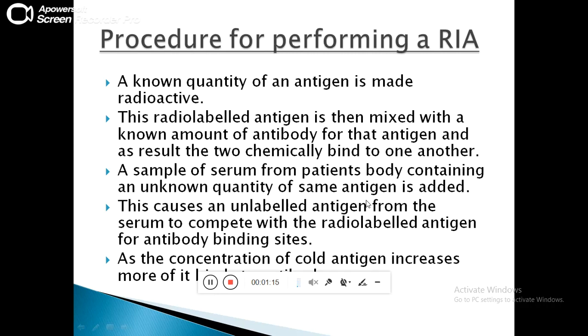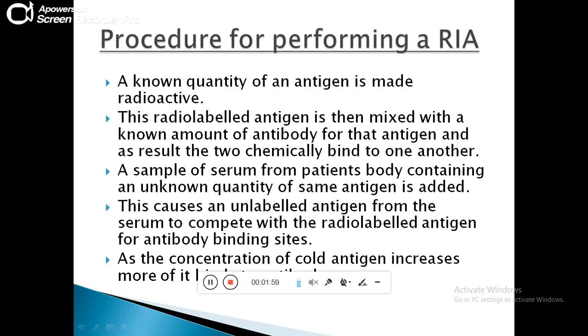Now we should be aware that an unlabeled antigen is also called a cold antigen, while the radio-labeled antigen is also called a hot antigen. As the concentration of the cold antigen increases, more would be its tendency to bind to the antibodies. As we have already discussed in the principle, the binding rate of an antigen to an antibody depends upon its concentration. As the concentration of the cold antigen present in the sample increases, more of the radio-labeled antigen is displaced from the antibody binding sites, and it gets displaced into the supernatant.